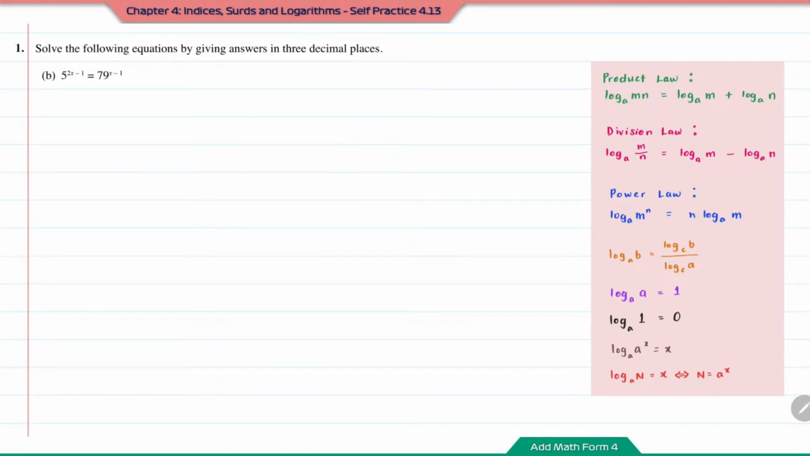Question B. 5 to the power of 2x minus 1 equals 79 to the power of x minus 1. So the bases 5 and 79, you weren't able to change to the same base as well. Therefore, we cannot compare the power. So here we're going to use the same method as question A. First, we're going to log both sides with log base 10.